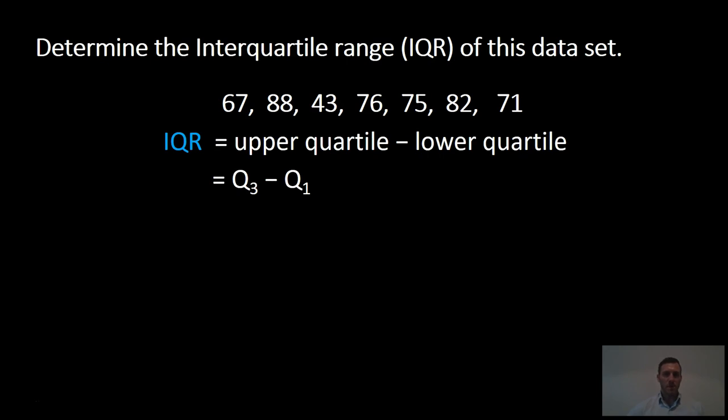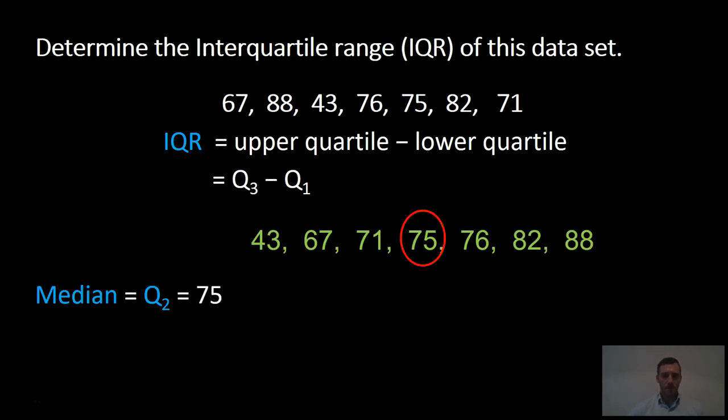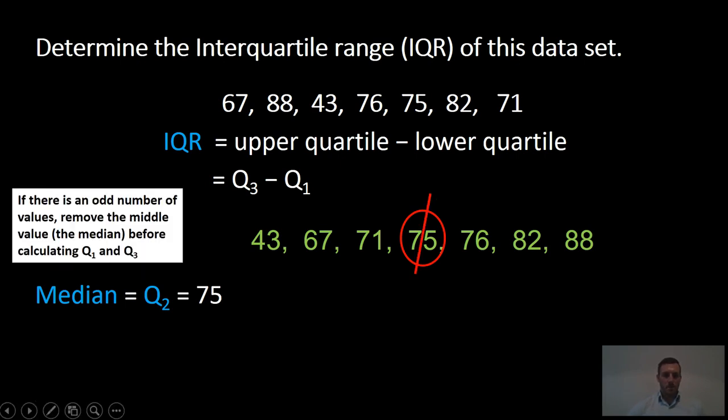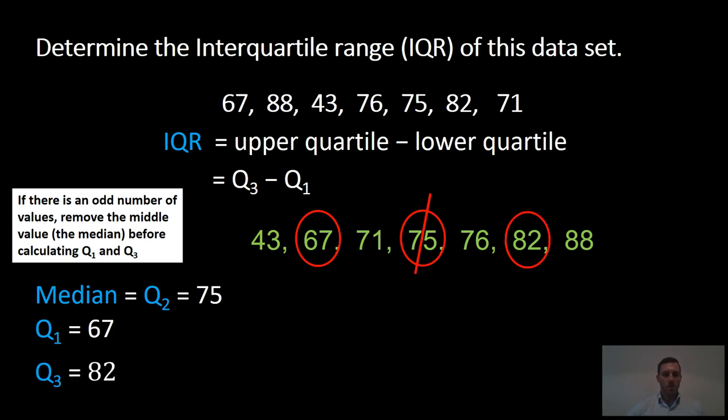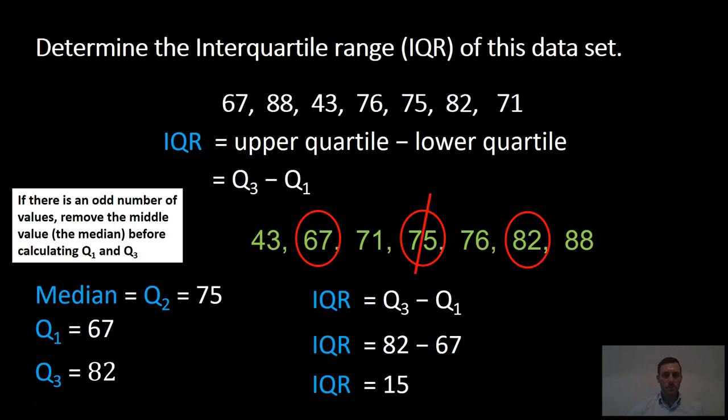Let's find the interquartile range for this data set. The interquartile range is the upper quartile minus the lower quartile. First, we need to order the data again, find the median at 75. Because we have an odd number of values, we exclude the median. Find the lower quartile, which is the median of the lower half of the data, or the data to the left of the median. Then we find the upper quartile, or Q3, which is the data to the right of the median, or the upper half. And the interquartile range is Q3 take Q1. And we know that's 82 take 67. And we get the interquartile range for this set of data is 15.